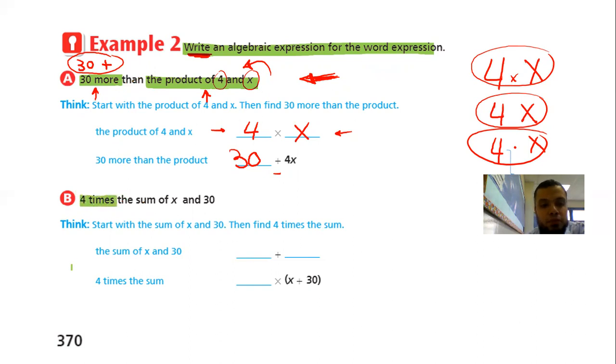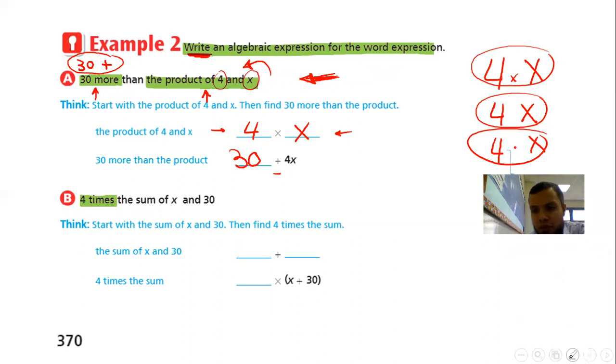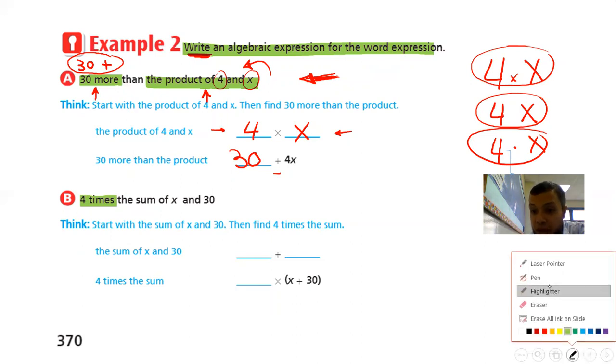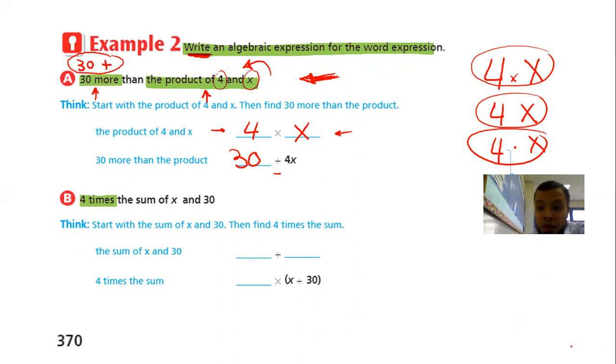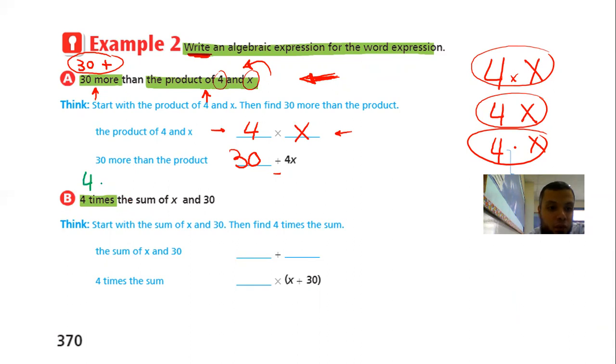4 times. What does it mean, 4 times? We have understood that before. 4 times, yeah, 4 multiply. 4 multiply by what? He says here, the sum of x and 30.